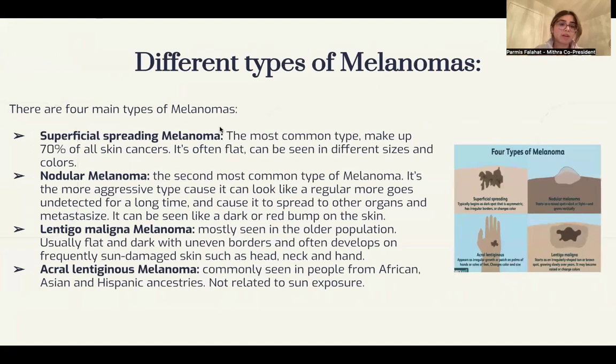There are different types of melanomas, but the four types that we're going to be talking about start with superficial spreading melanoma. This is the most common type, and it makes up around 70% of all skin cancers. This type of melanoma is usually flat and can be seen in different sizes and different colors. The second most common type of melanoma is nodular melanoma, which is the most aggressive type because it looks like a regular mole and can go undetected for a long period of time. So by the time that it is detected, it has already metastasized, like we mentioned, and traveled to other organs and has affected other areas of the body. And it's usually seen as dark or red bumps on the skin.